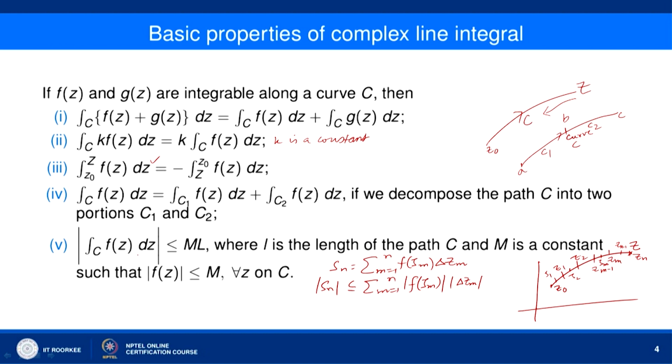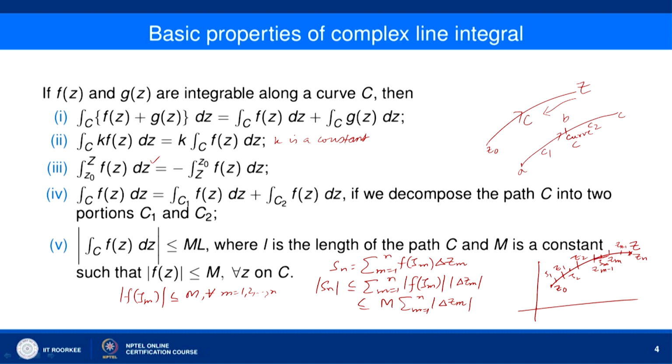Now, mod of f(z) is less than or equal to M for all z on C. So, mod of f(ζm) will be less than or equal to M for all m equal to 1 to n, because ζm belongs to curve C. So, this is less than or equal to M times sigma m equal to 1 to n mod of Δzm. What is mod of Δzm?